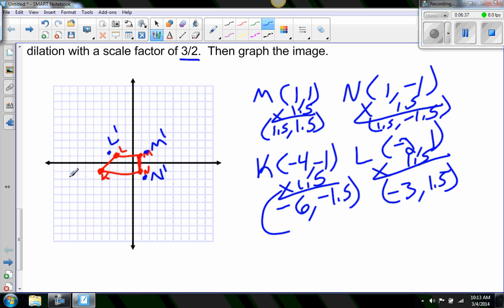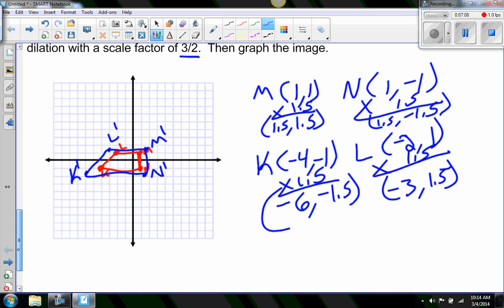And my new K is 1, 2, 3, 4, 5, 6, and negative 1.5. It's out here, so that's a little further away. So then I connect my new points, and you can see that the old image, the pre-image, is inside of the new image. So it's 1.5 times as big, and it's around the origin, right? I didn't leave one point where it started. Because it's the origin, I had to do it this way.